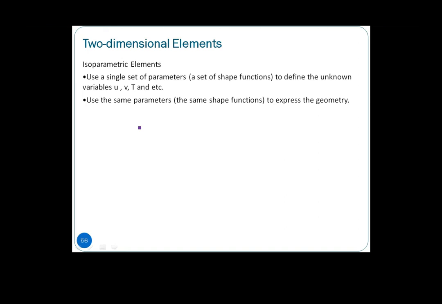If you have temperature, then they use temperature. T elemental equals SI TI plus SJ TJ plus SK TK and SM TM, if you have a linear rectangular element. So the parameter is represented by the shape functions, and the same shape functions are also used for our geometry to express X and Y. Here they are sharing the same shape functions. That is why it is called isoparametric elements.